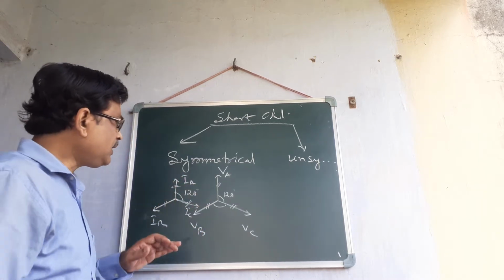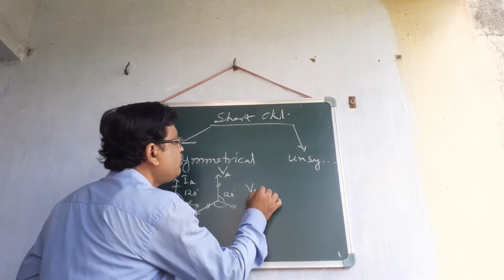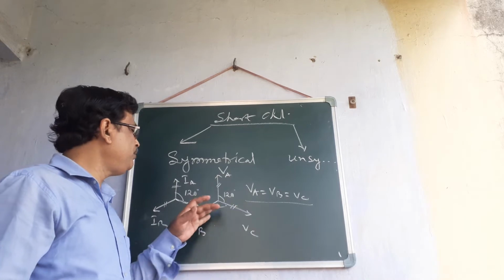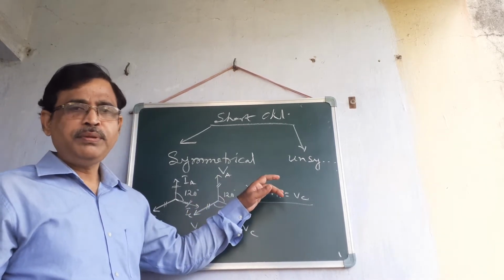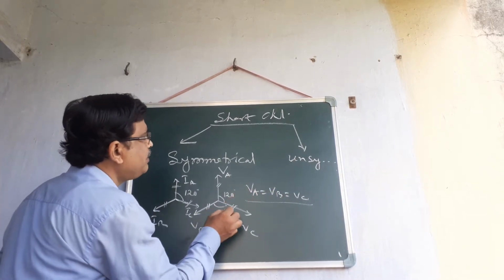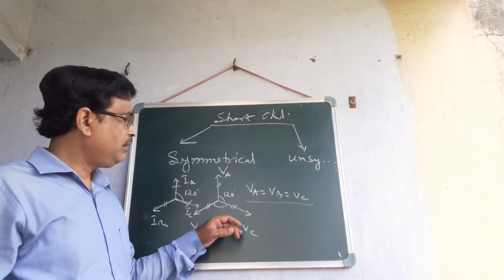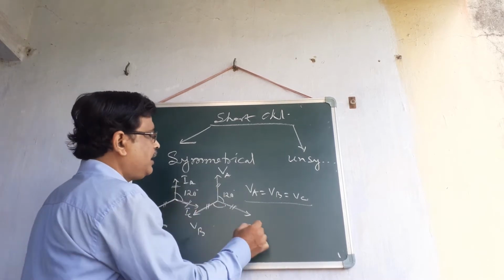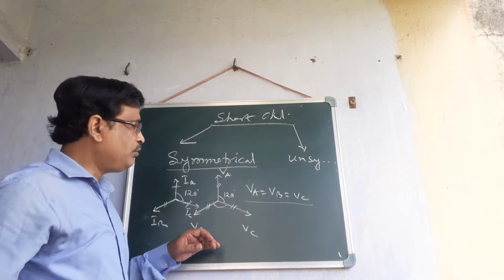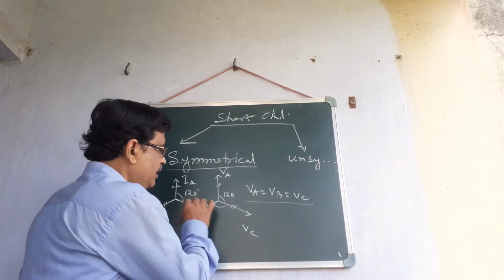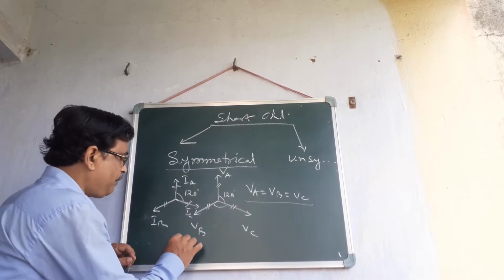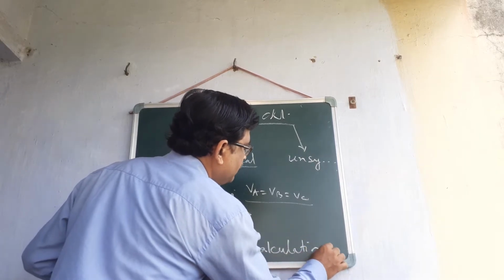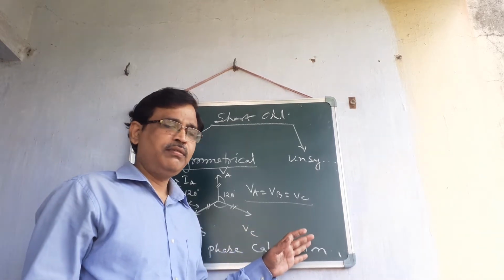It is a symmetrical system. If this is a symmetrical system, then we can say the magnitudes of VA, VB and VC are equal. That means no need for calculation of VA, VB, VC separately. If we calculate VA, then VC is lagging 120 degrees from VA, or you can say VB is leading 120 degrees from VA. Similarly for current. So for a symmetrical system, we need to calculate only one phase. That means for symmetrical fault calculation, single phase calculation is enough, whether it is current or voltage.